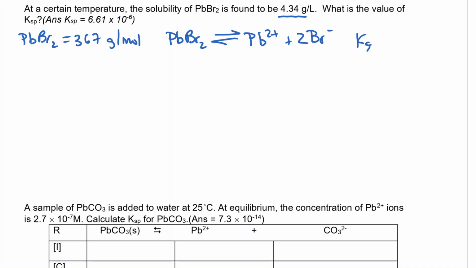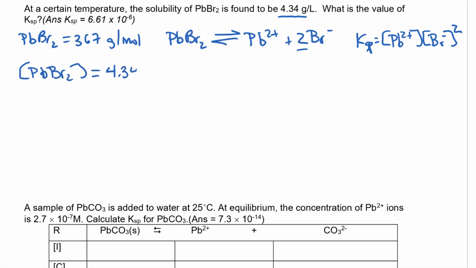So Ksp is going to be equal to our lead ion concentration times our bromide ion concentration squared, because we have that coefficient. All right, let's figure out the concentration of the lead bromide based on our 4.34 grams. So we have 4.34 grams. We're going to divide that by the molar mass, 367 grams per mole.